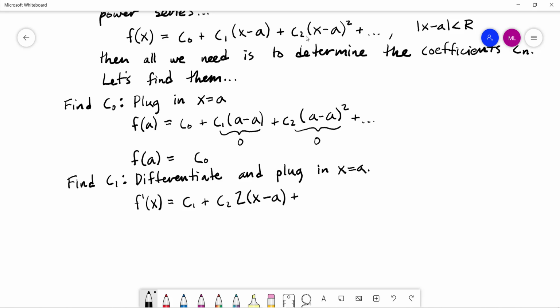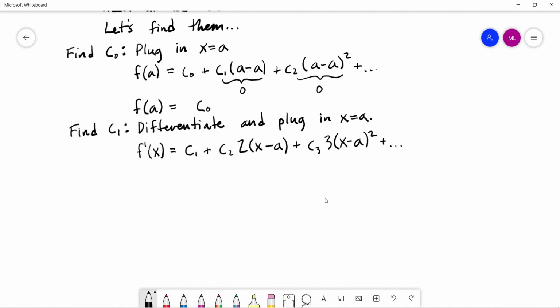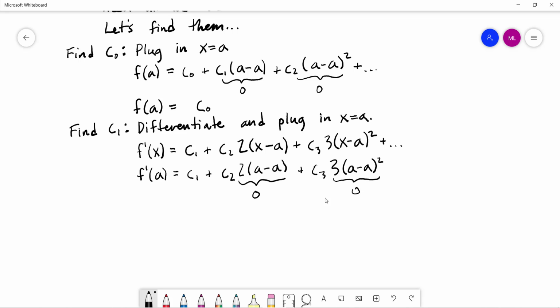Hypothetically, I didn't write it up here, but the next term we would have is c3 times x minus a cubed. What would its derivative look like? Well, it would be c3 times 3 times x minus a squared, plus... So this is what the derivative of the next term that wasn't written up here would look like. And now we're going to plug in x equals a, and I'll get on the left f prime of a is equal to c1 plus c2 times 2 times a minus a, which is 0, plus c3 times 3 times a minus a squared, which is 0, plus... All the subsequent terms will be 0.